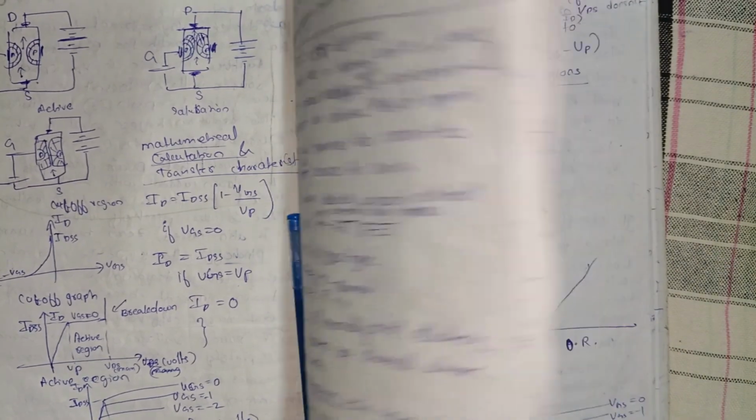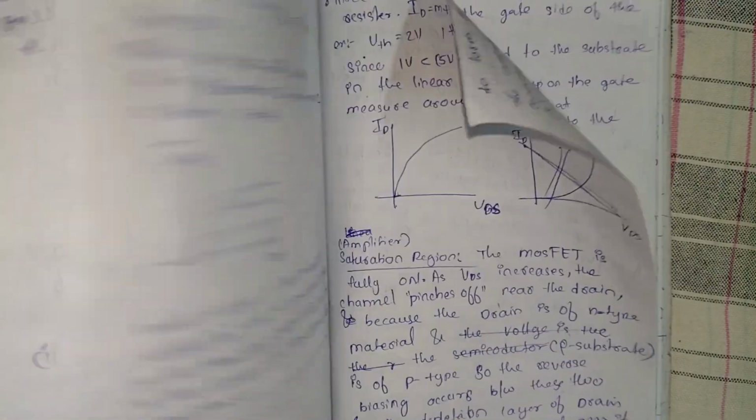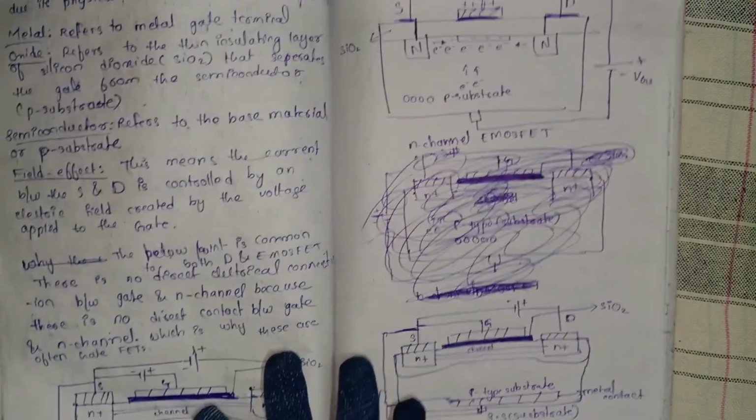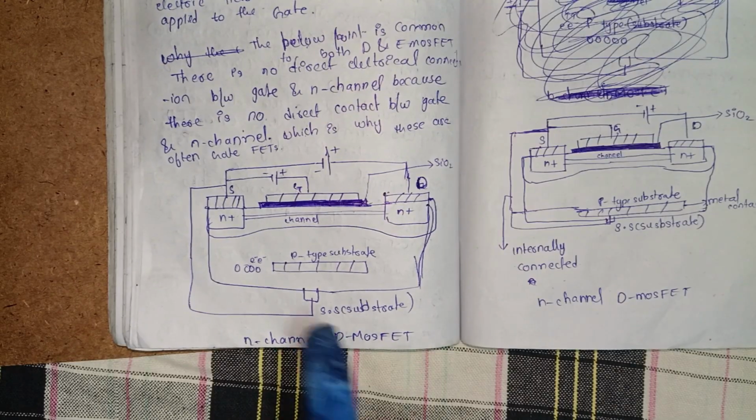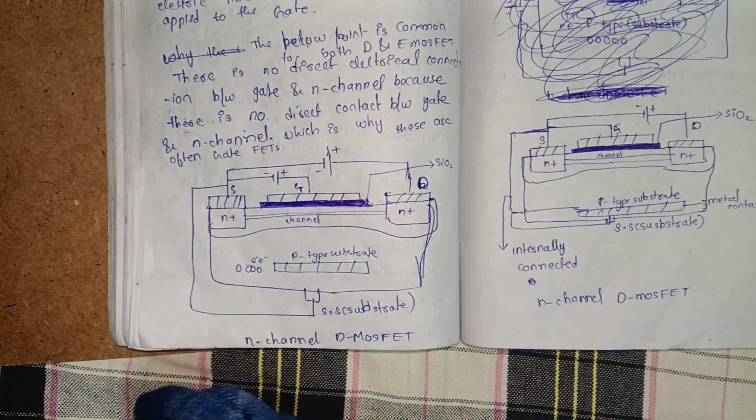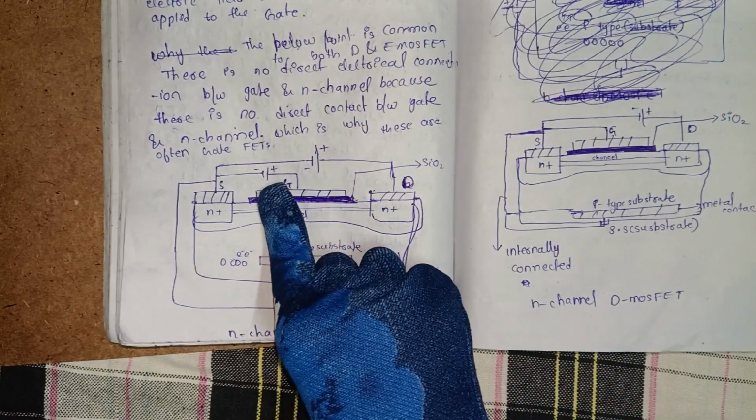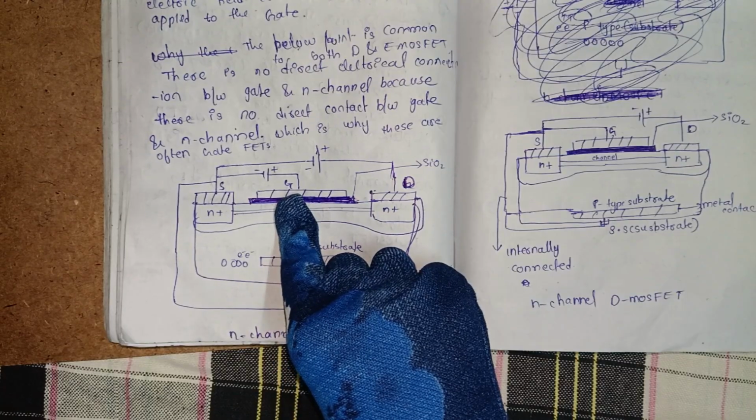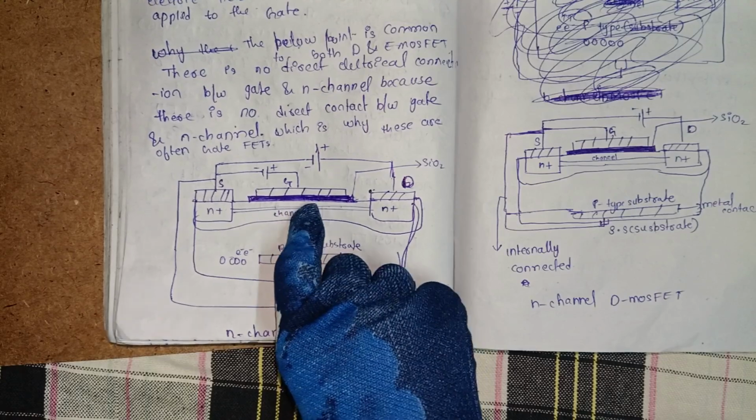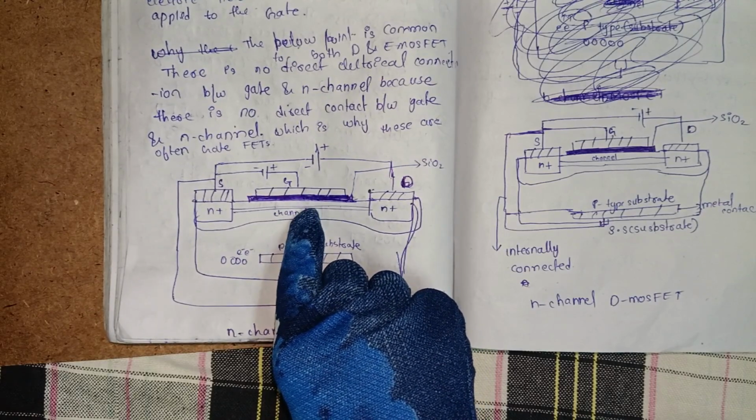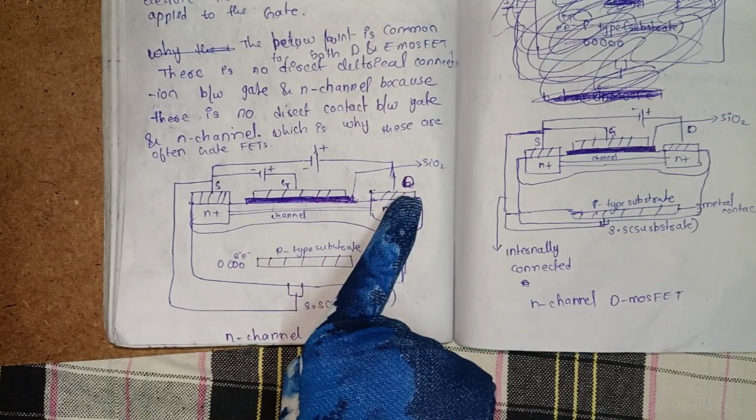Here is the D MOSFET diagram, N channel D MOSFET diagram. Here it is saying that a small voltage at the gate creates an electric field which opens or closes the channel for flowing of electrons between source and drain. Okay.